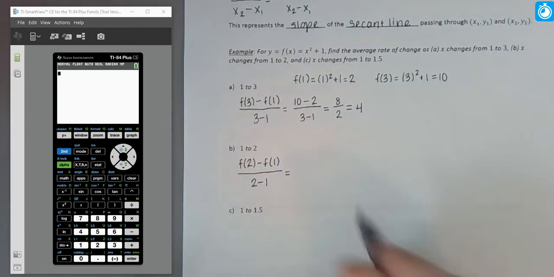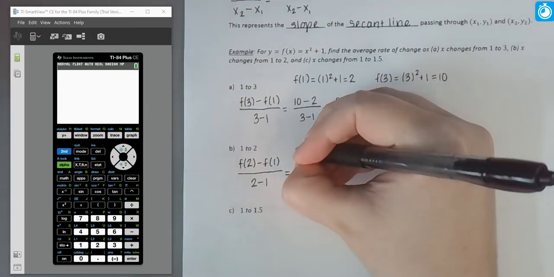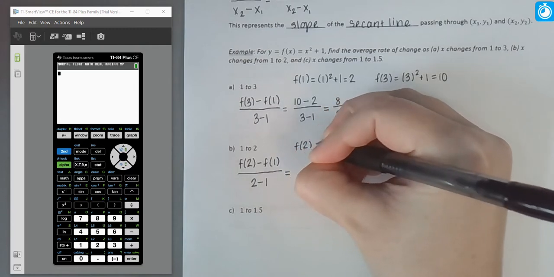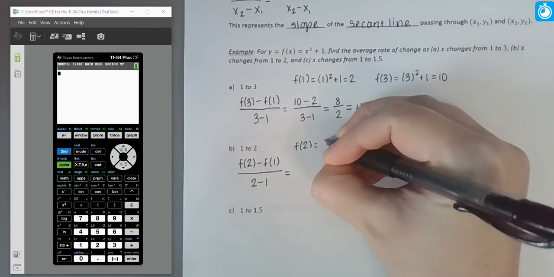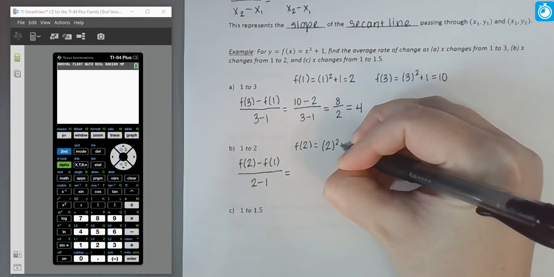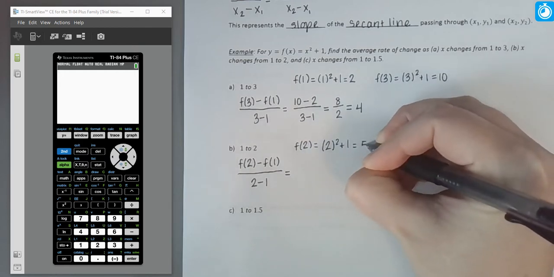So we'll need f of 2. We already have f of 1. So I'm going to go out to the side. Let's determine f of 2. Again, same function. So 2 squared plus 1. 2 squared is 4. 4 plus 1 is going to be 5.